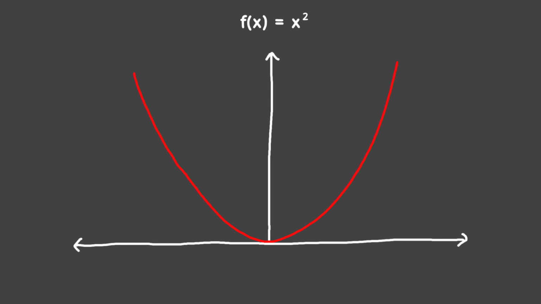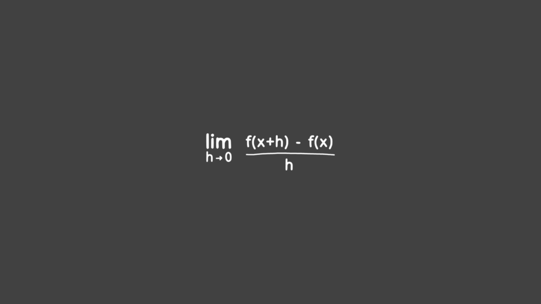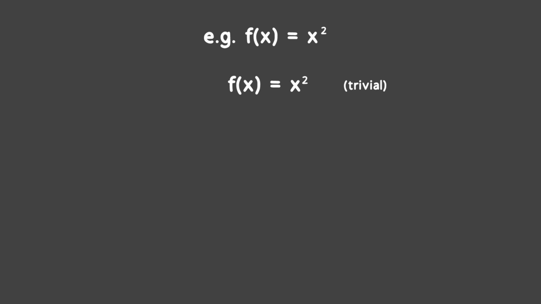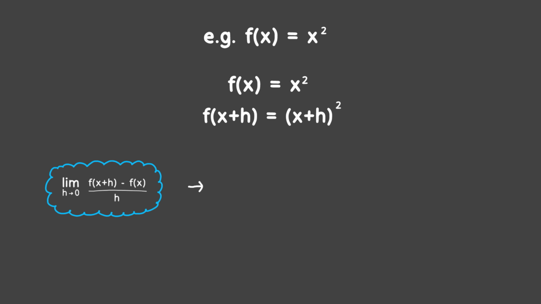So let's take an example. Let's do f of x is equal to x squared. This is a simple quadratic graph. So we're going to want to substitute this into our horrifying looking limits equation. So f of x is just x squared. f of x plus h is x plus h all squared. So our equation has now become the limit as h approaches 0 of x plus h all squared minus x squared, all divided by h.